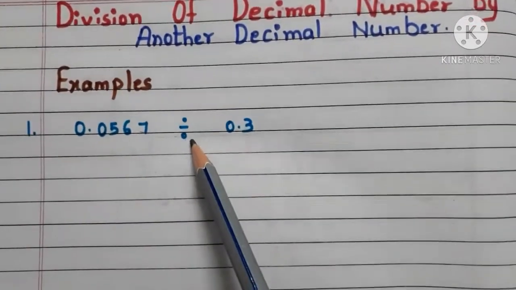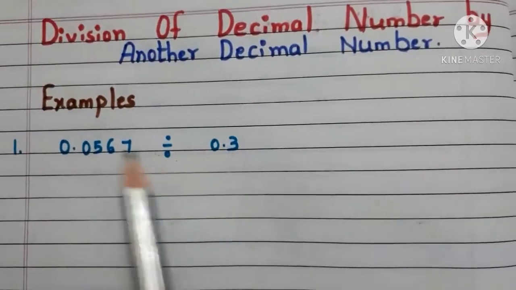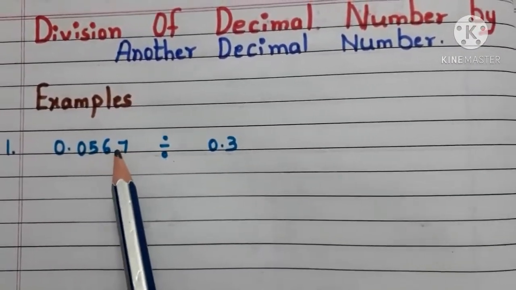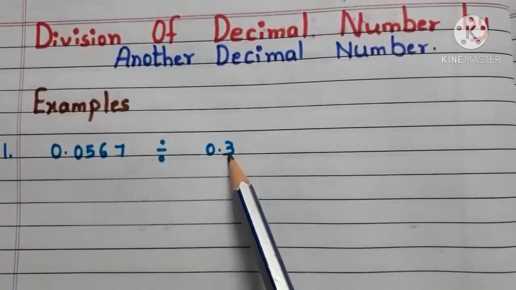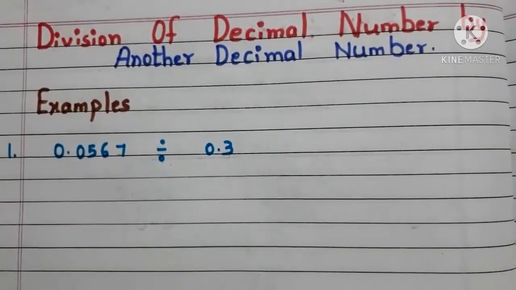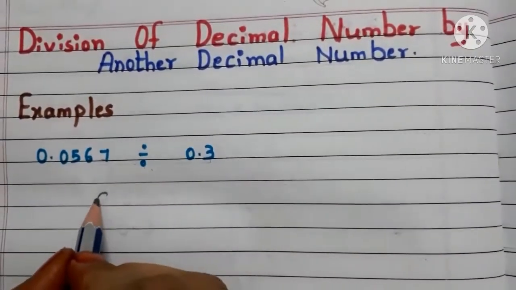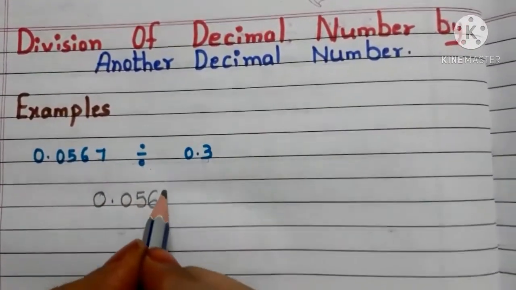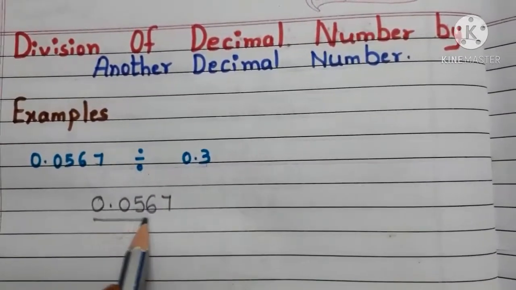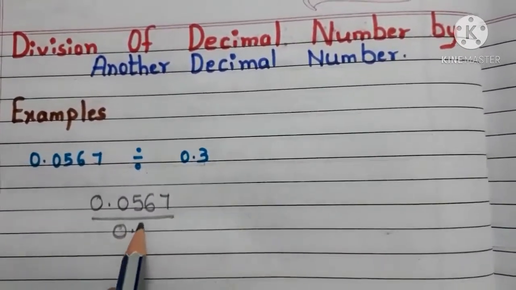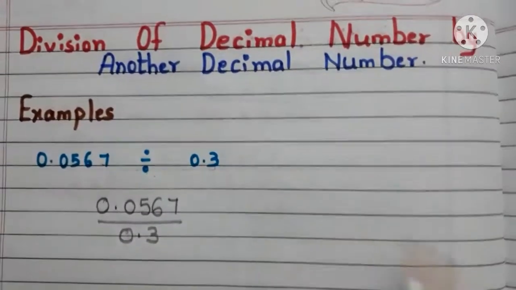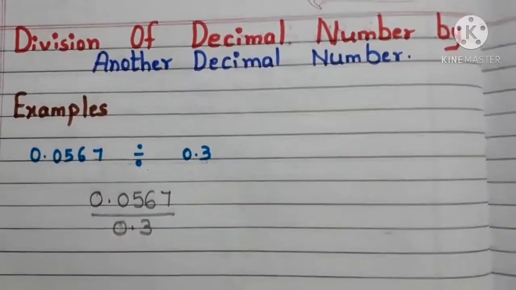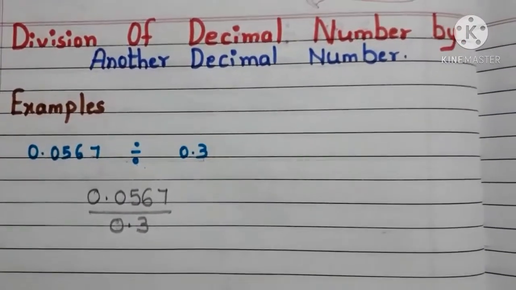0.0567 divided by 0.3. Here 0.0567 is a dividend and 0.3 is a divisor. First we have to write like this: 0.0567 by 0.3. Now we have to make the divisor 0.3 as a whole number.